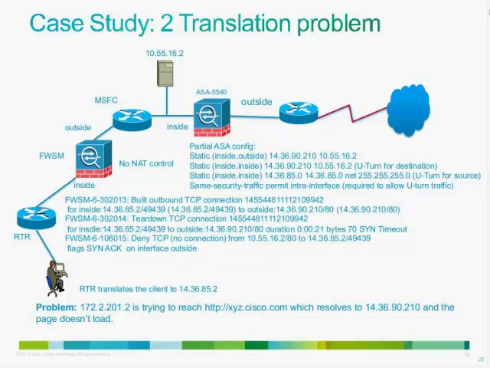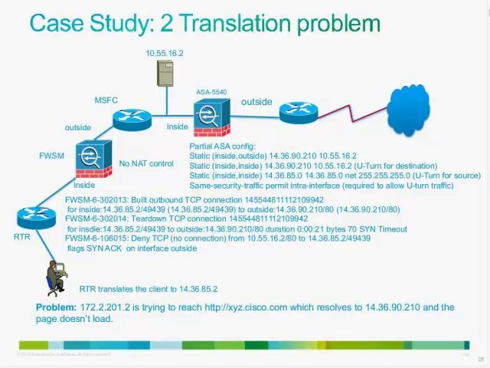Right after examining the router, I see that the router is translating my client's IP address to 14.36.85.2. That's fine. I can get translated to anything because I need to go to the internet. This router is translating me to a routable address on the internet. The next thing I need to check is the FWSM, so let's check what the FWSM is logging. I have copied and pasted the FWSM syslogs there for your reference.